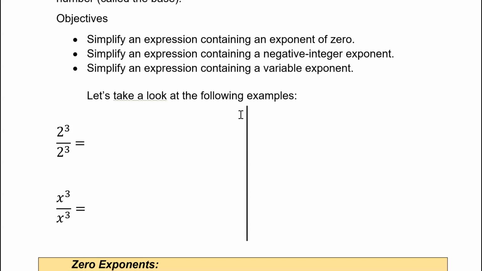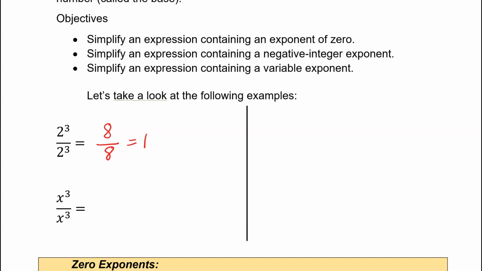Okay, so first, let's look at 2 to the third power divided by 2 to the third power. Well, 2 to the third power equals 8, right? So 8 divided by 8 equals 1. Pretty simple. Anything divided by itself is 1.